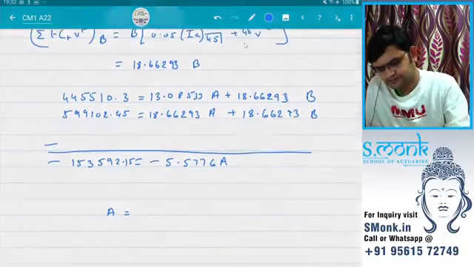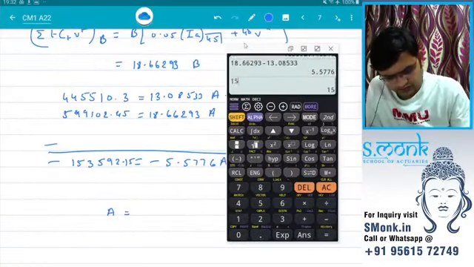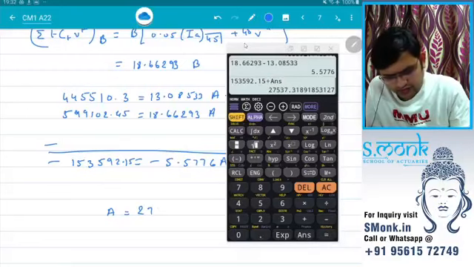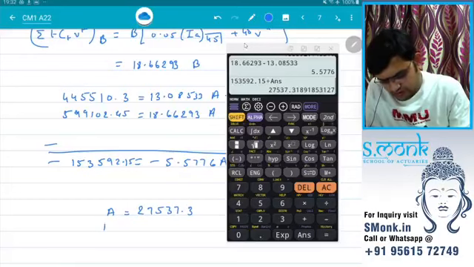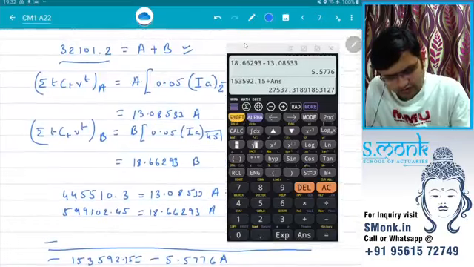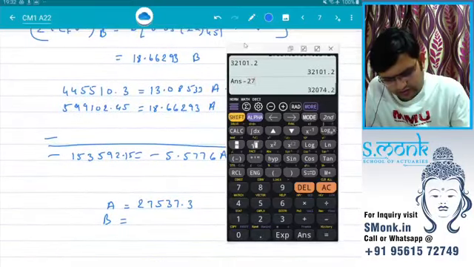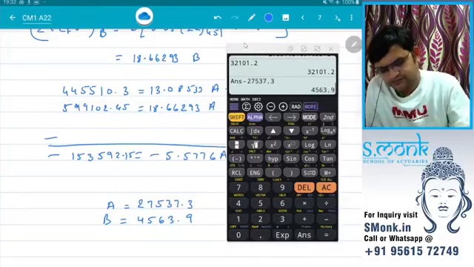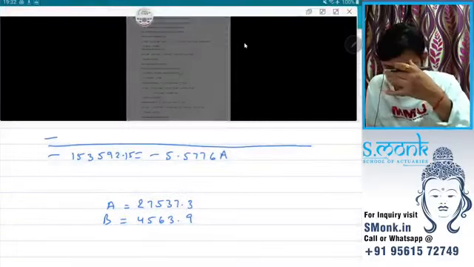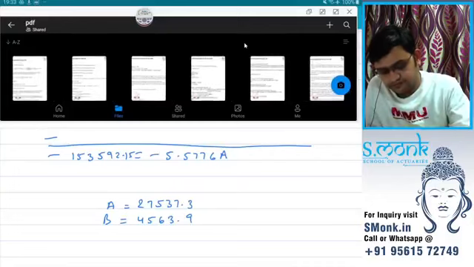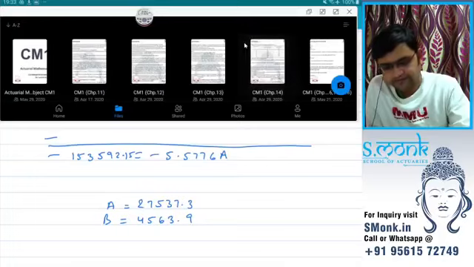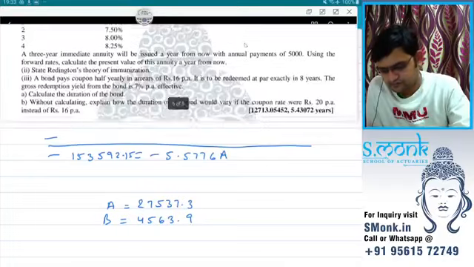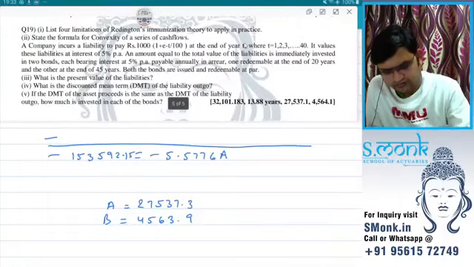So A will be 27537.3, and B would be 32101.2 minus 27537.3, which is 4563.9. Okay.